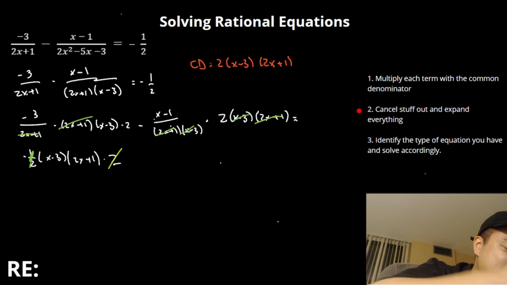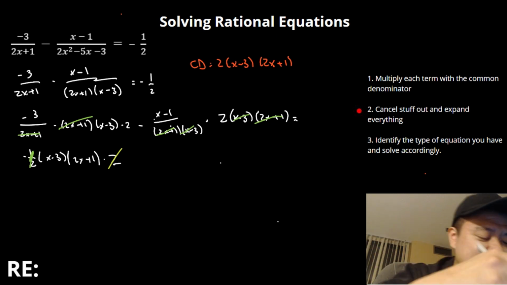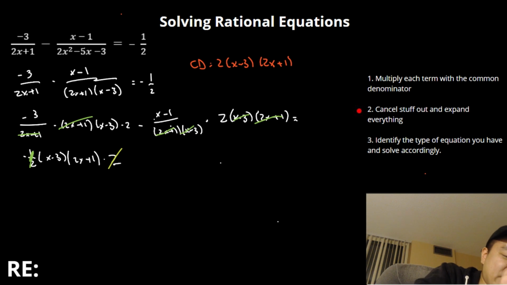Okay, so over here we have negative 3 times 2, so we have negative 6 over x minus 3.